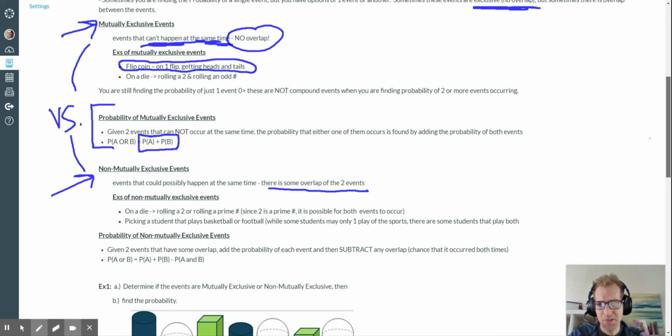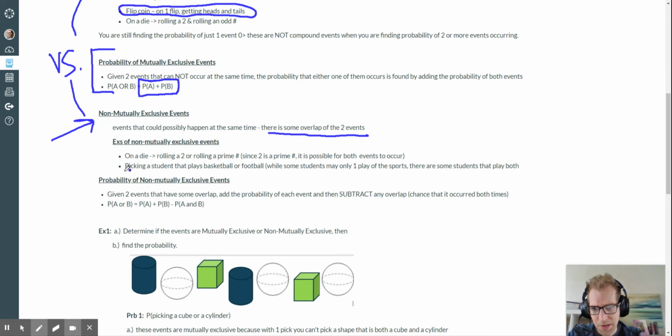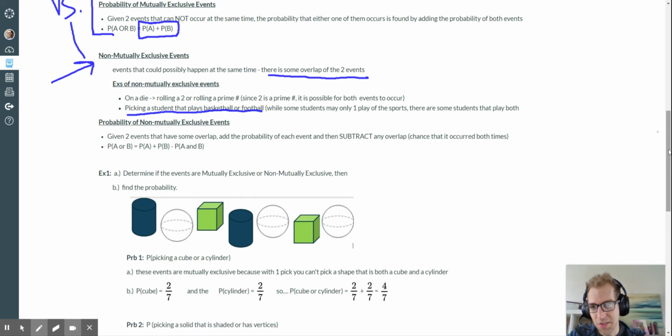Another example, an everyday example that's pretty good, is picking a student that plays basketball or football, right? Some of you guys play both basketball and football. So it's not always that if you pick a random student, they play only one or the other. Obviously, some of you are multi-sport athletes. So that would not be mutually exclusive. We would say that's non-mutually exclusive, where it's possible for you to do both. So that's the general idea there.